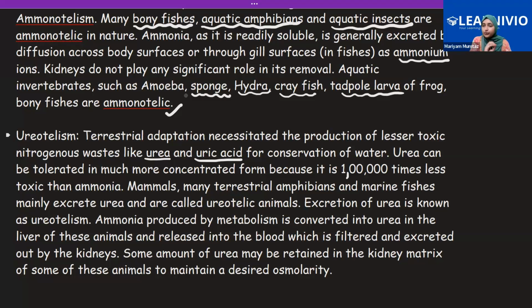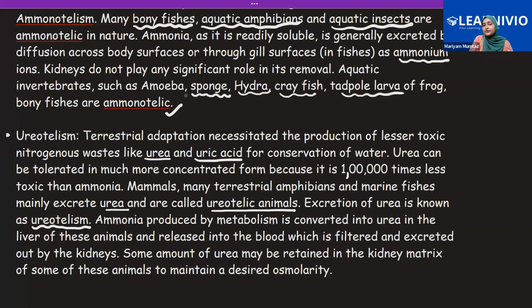The toxicity of urea and uric acid is tolerable, but ammonia is not tolerable. So many mammals, many terrestrial amphibians and marine fishes mainly excrete urea, and we call them ureotelic animals. And this phenomenon of excreting urea is called ureotelism.